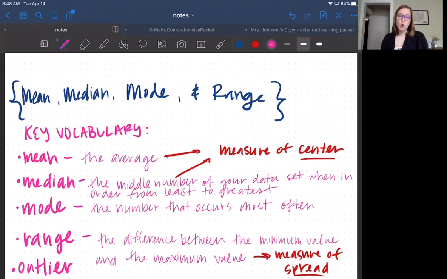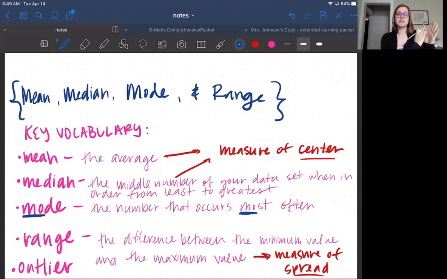The mode is the number that you see in your data the most often. My sixth grade teacher taught me that the mode starts with the MO. The mode is the one that you see the most often. Maybe that'll help you out a little bit remembering that. The range is the difference between the minimum, your smallest value, the smallest number in your data, and the biggest number in your data.